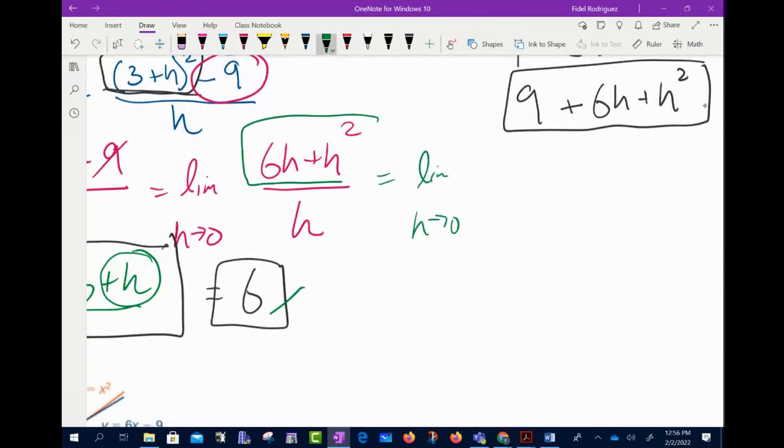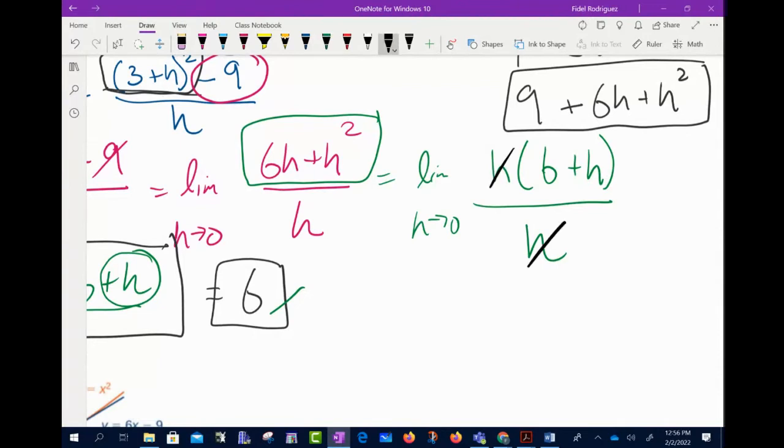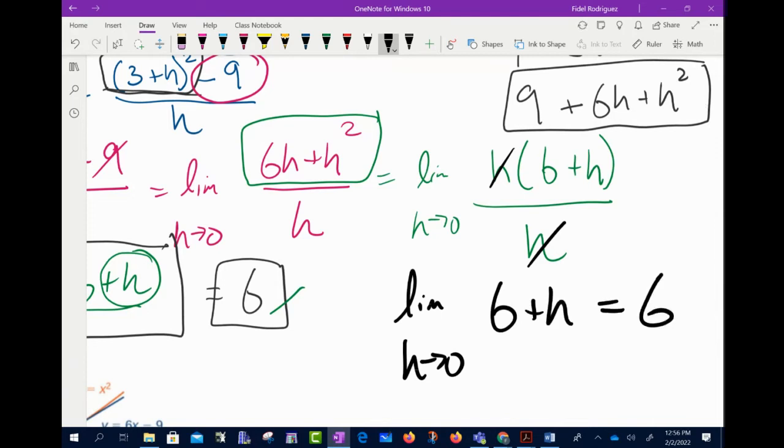I'm going to ask you a question. Is there anything I can factor out of the top? Is there anything that 6h and h squared both have? They both have an h, right? And then at this point, you can say, stop. Get rid of those. And we have the limit as h approaches 0 of 6 plus 8, which equals 6.